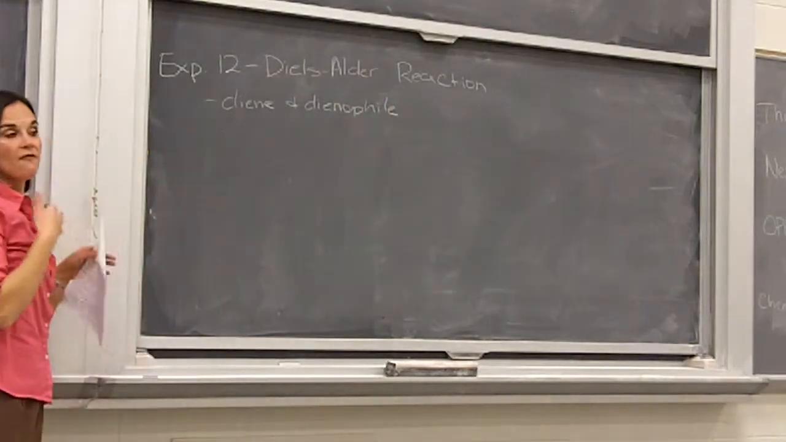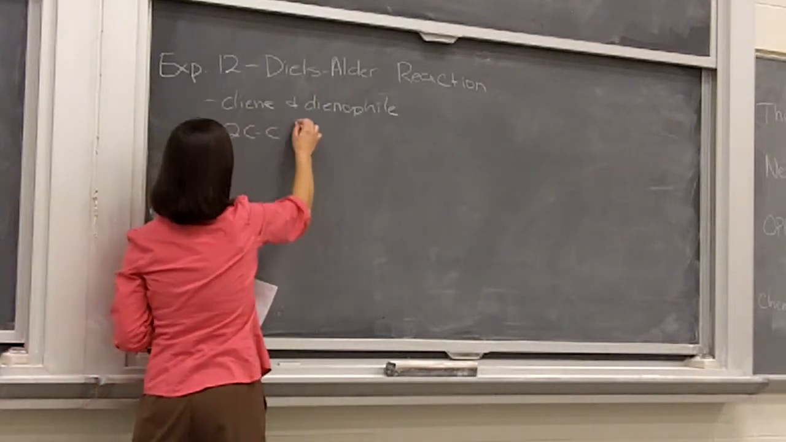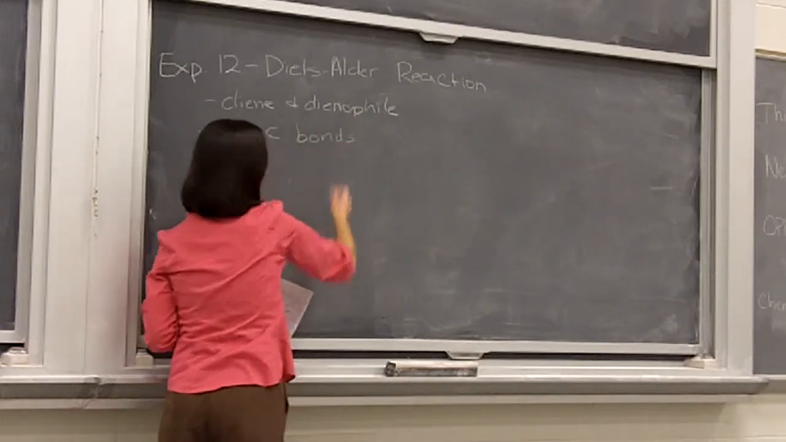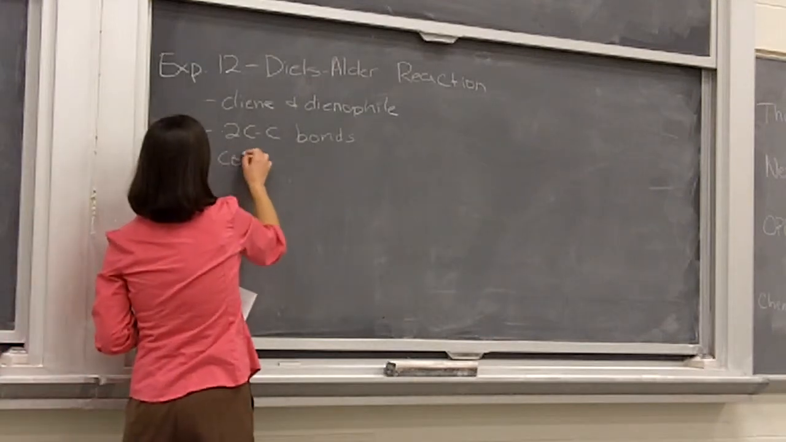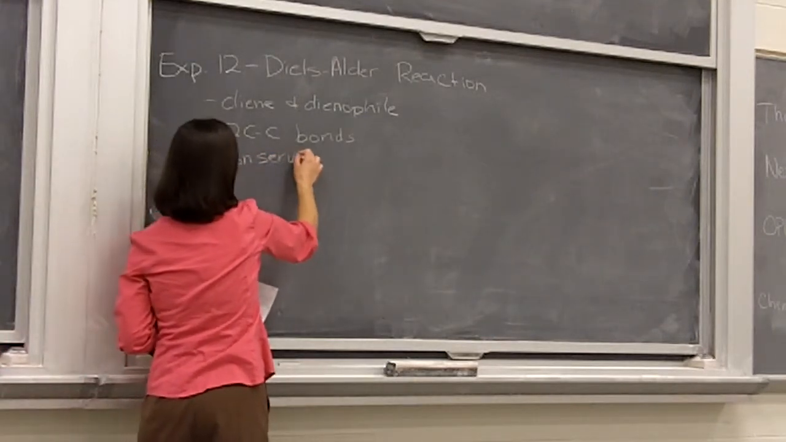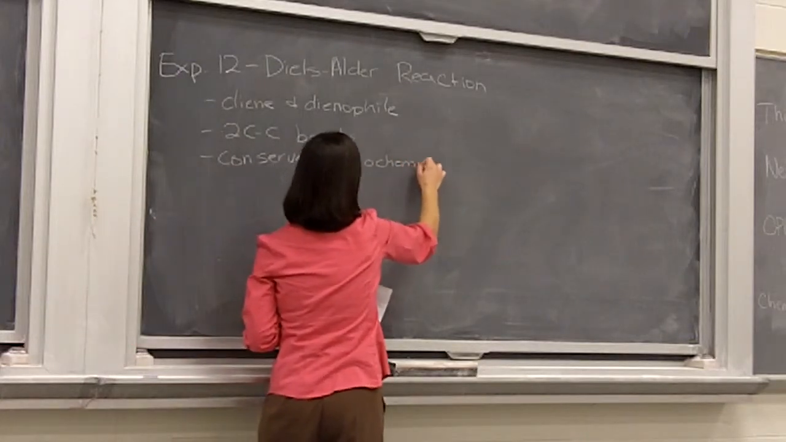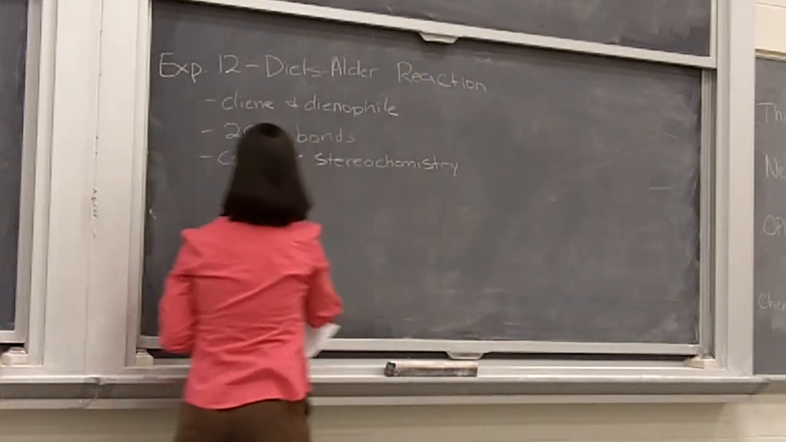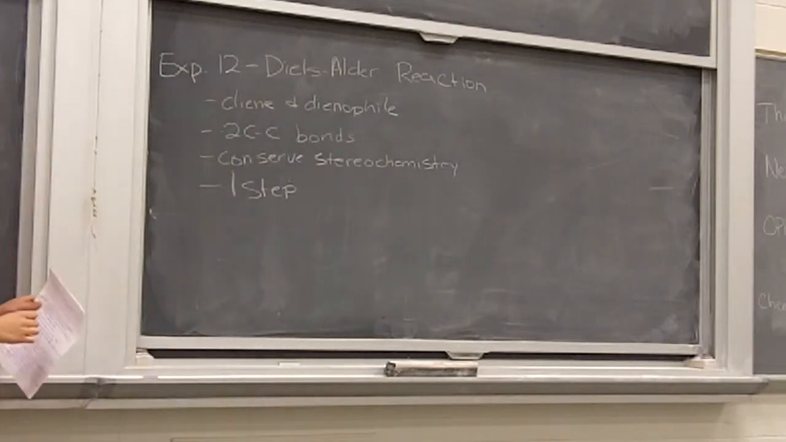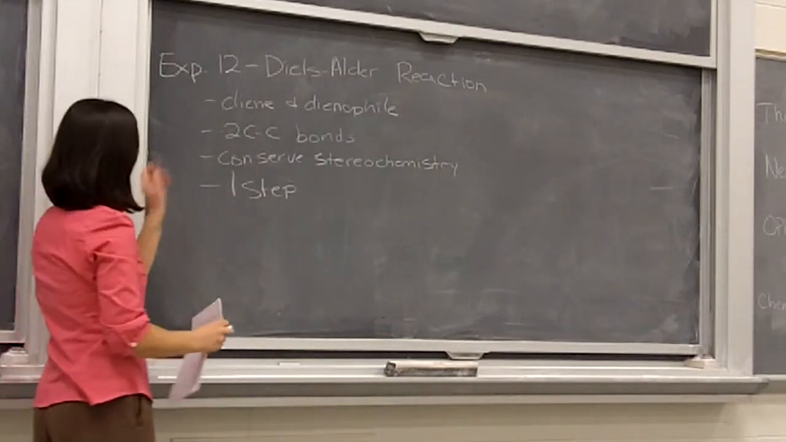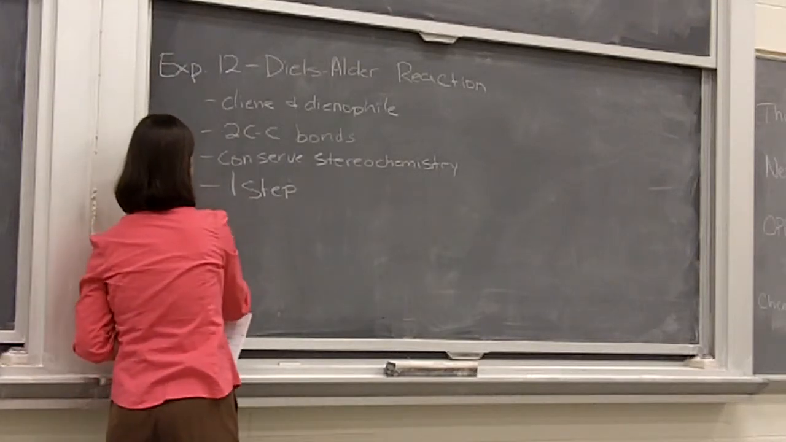Now this reaction is a very useful reaction. You make 2 carbon-carbon bonds out of this. So even better than Grignard where you only got 1. You get 2 out of this one. You conserve stereochemistry, even better. And it happens all in one step. So you really can't get much better than that as far as organic reactions go, okay? Now the Diels-Alder reaction, we call it a concerted mechanism.